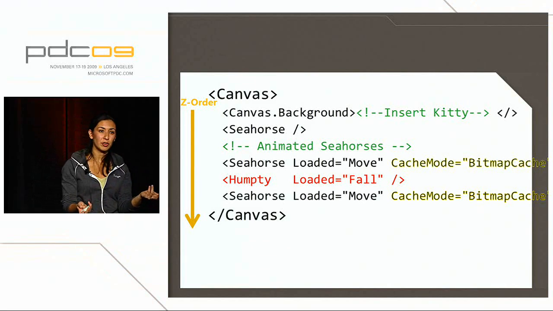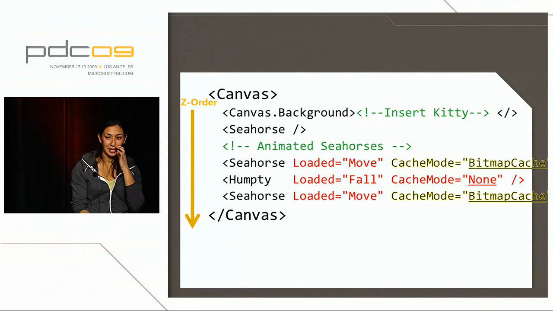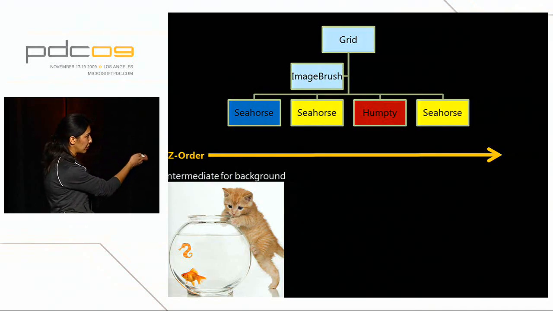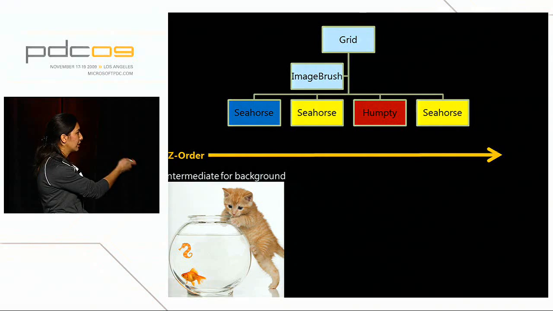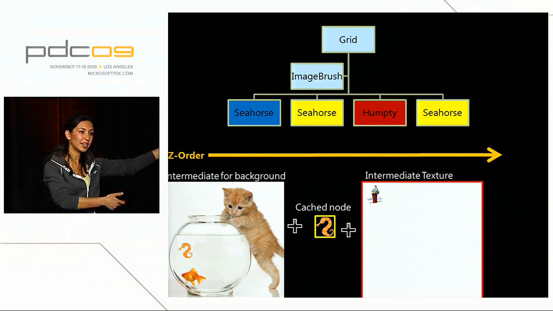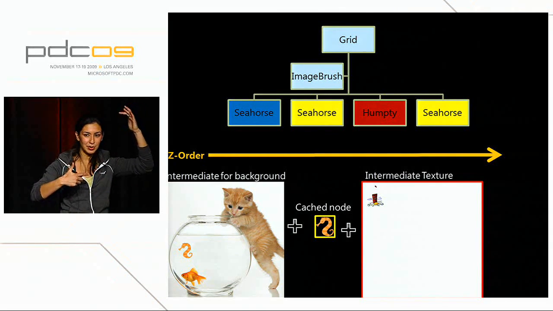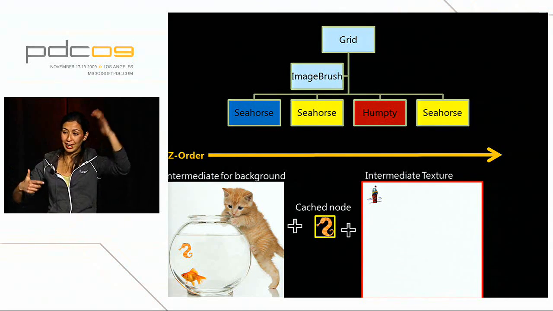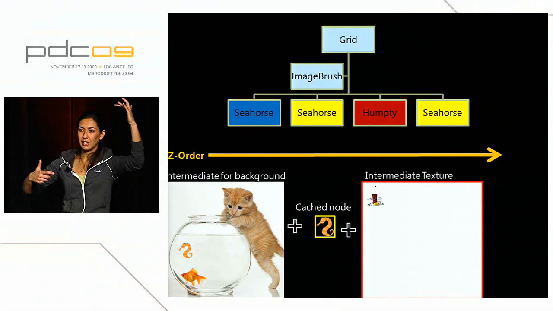If you do something instead where you reorder Humpty Dumpty in between the two seahorses that are rendering, you have to note that you might create an intermediate surface in between. And I'm telling you this because it sometimes gets in the way of people. So we create the intermediate surface for the background. We have the cache node, the first seahorse. And then we create an intermediate texture for everything that's in between the first cache node and the second cache node. And it is the size of the plugin.